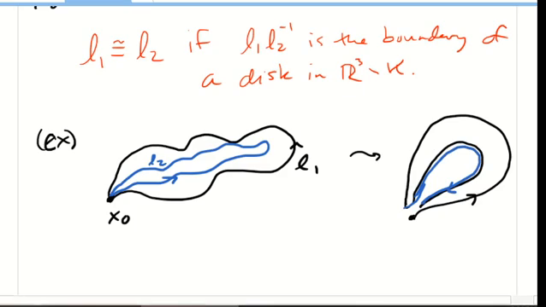Okay, and what we get is really weird looking, but that is a two-dimensional disk with no holes inside. Okay, so maybe I've told you more than you need to know, but here's the thing.